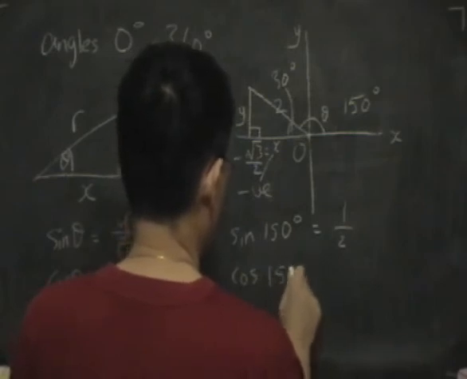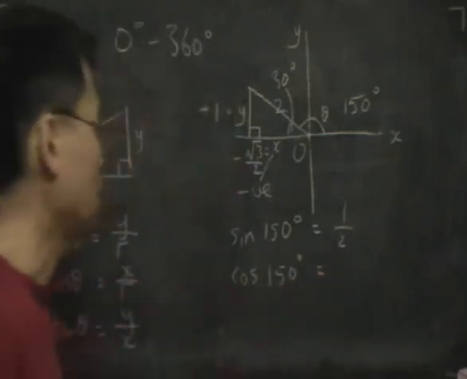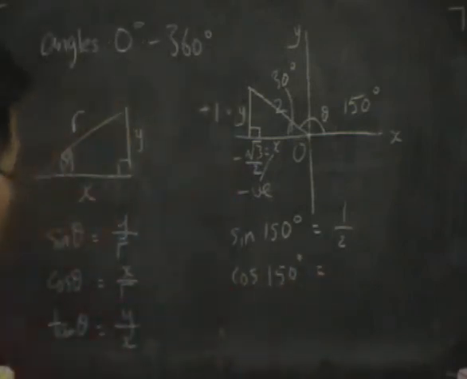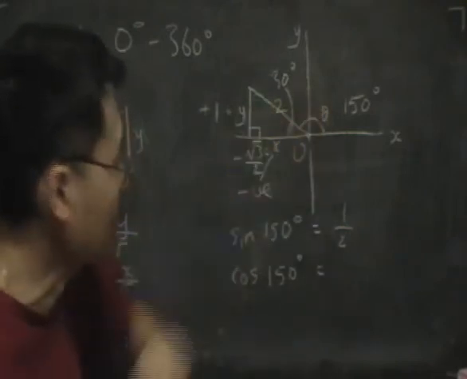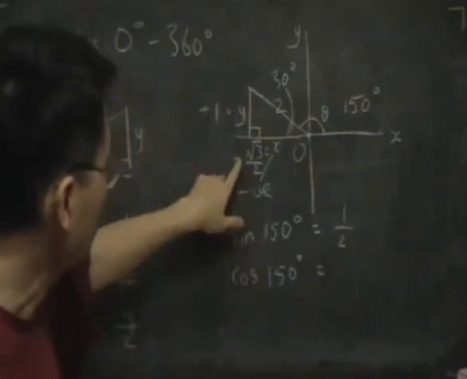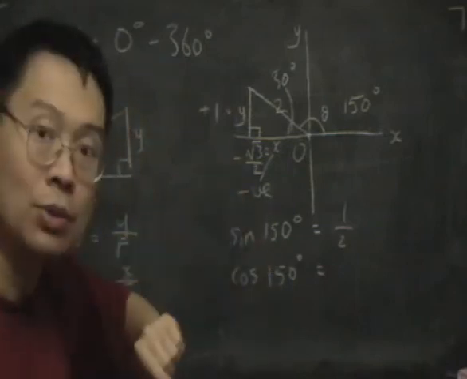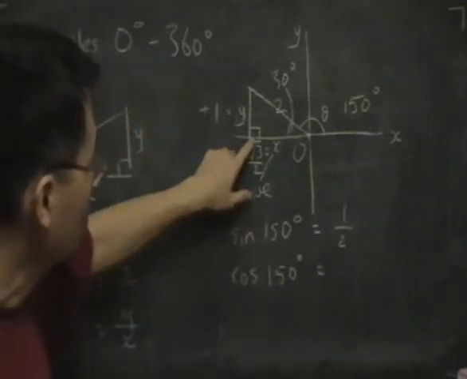What about cosine of 150 degrees? Right, that would be x over r. Now in this case, the x is on the left side of the graph, so it has a negative value. It's minus root 3.